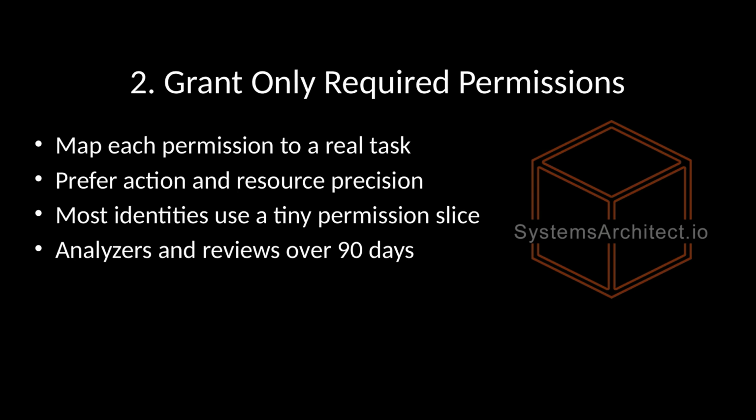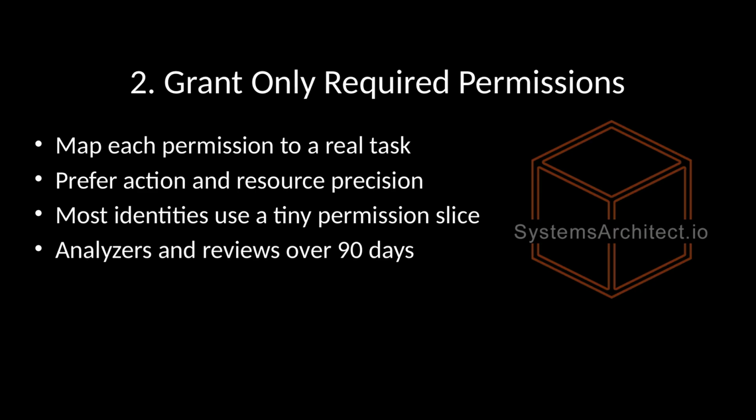Second, grant only required permissions. Map every permission to a real job or automated task. If a developer needs log lines, grant something like logs:GetLogEvents, not logs:*. If a Lambda function writes one DynamoDB table, grant PutItem on that table ARN, not on every table.